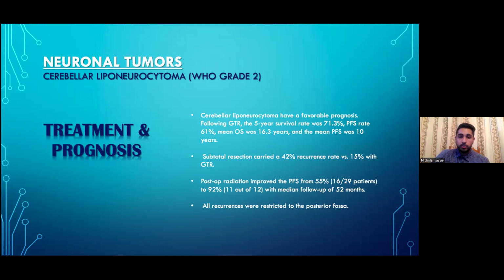Post-op radiation improves the PFS from 55% to 92%, with a median follow-up of 52 months. All recurrences were restricted to the posterior fossa. And that brings me to the end of glioneuronal and neuronal type tumors.